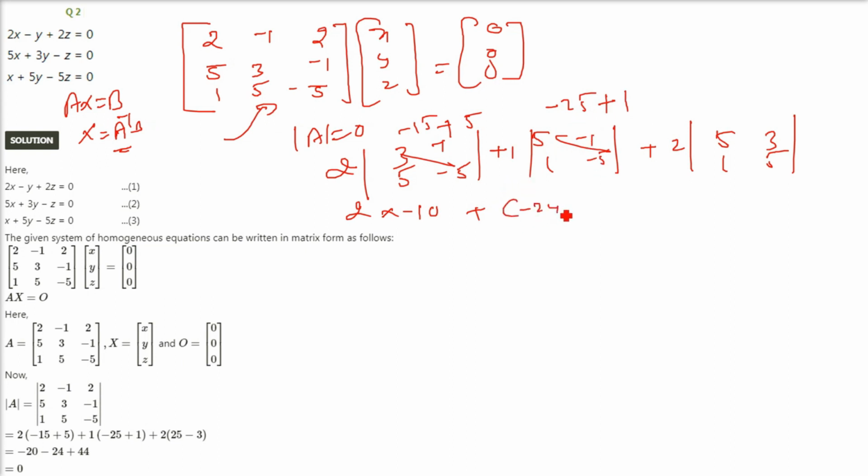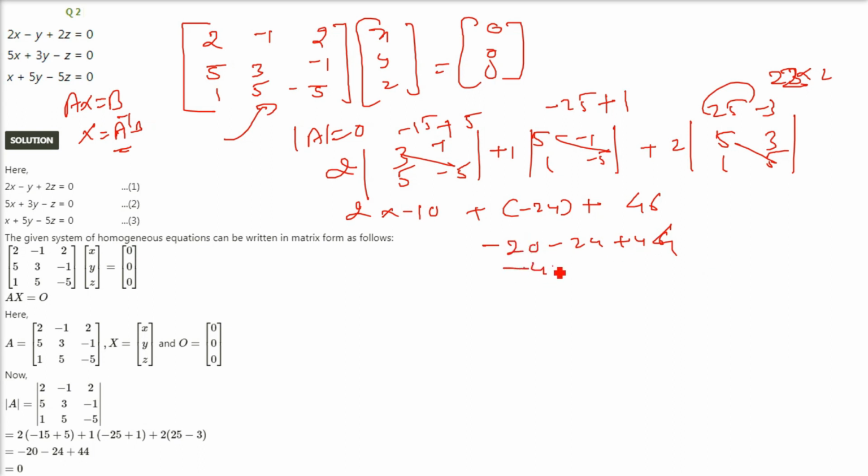Then we have this as 5 5 is 25, 25 minus 3, and into 2. 25 minus 3 is 22, and 22 into 2 is 44. So this is not 46, this is 44. I'll just change it. And when we do this, we see that negative 20 minus 24 is minus 44. And we have this last term as 44. So 44 minus 44 is 0.